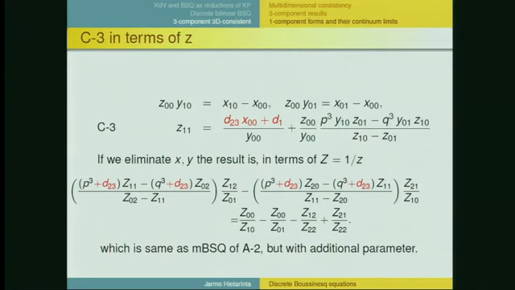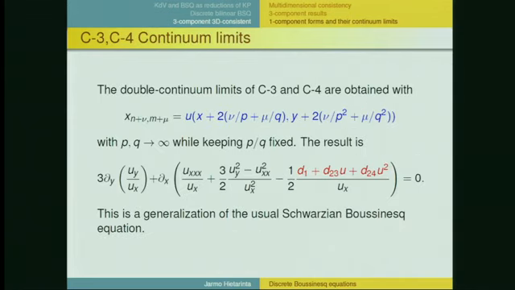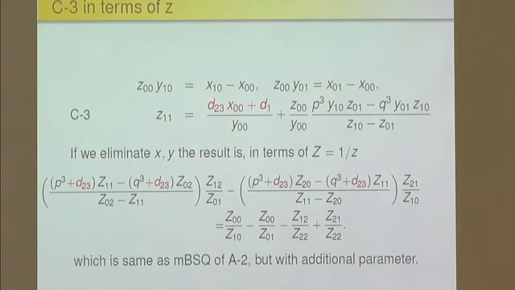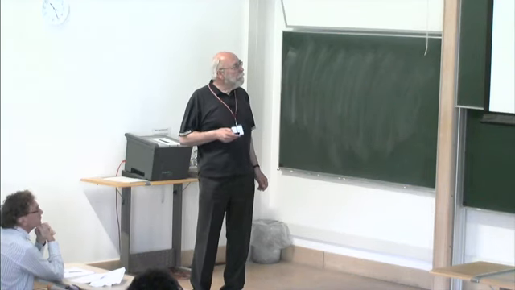Okay, so this was in terms of x, and now C3 I can also do in terms of z alone. So this was a C3 equation. Now I eliminate x and y and express my result in terms of 1 over z, then I get this. This is the same as this A2 equation, but notice where my parameters now sit. Now normally maybe you would say I can absorb this term into here. But in the continuous limit, they behave differently, so I want to keep them separate.